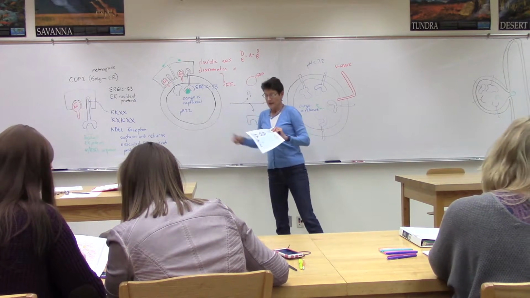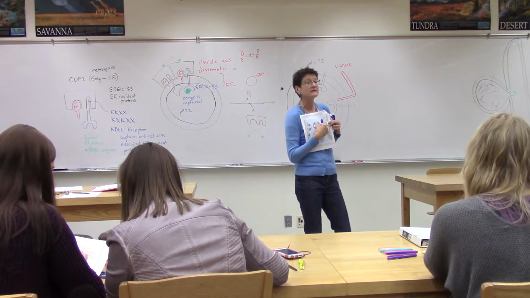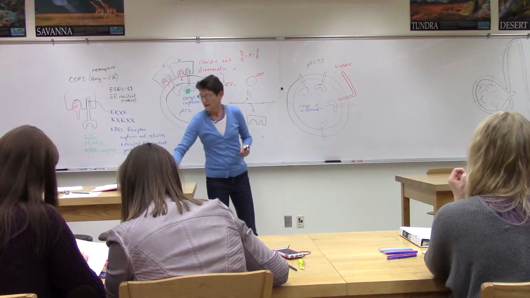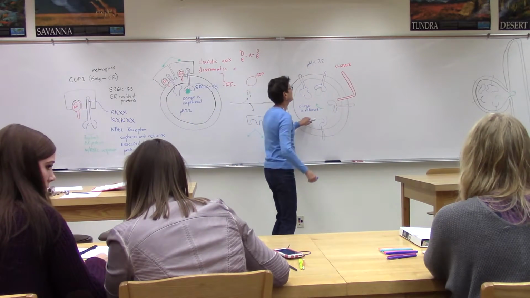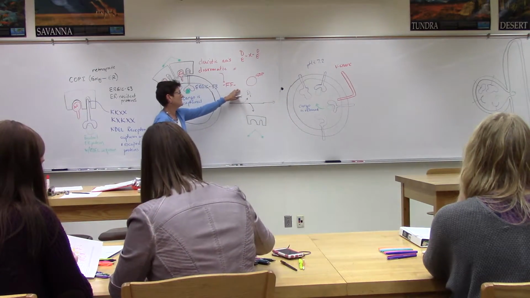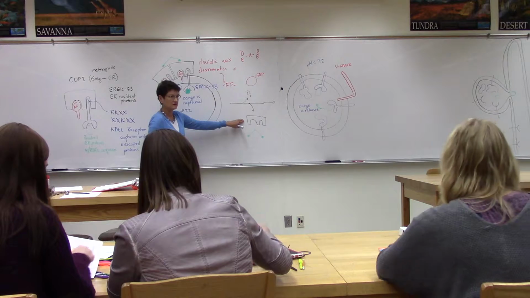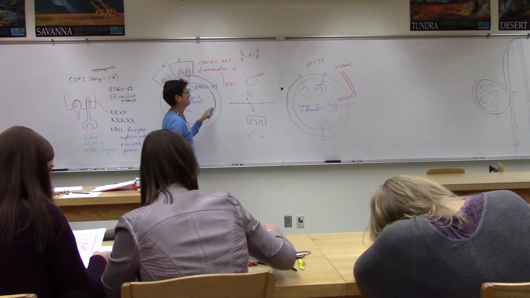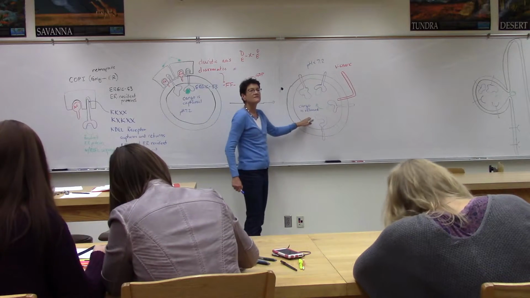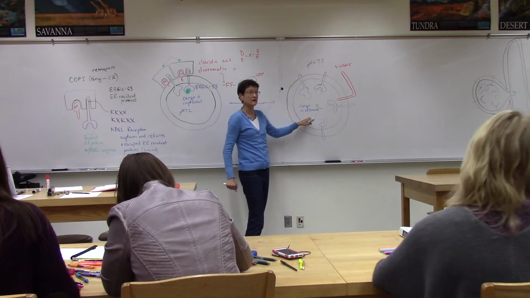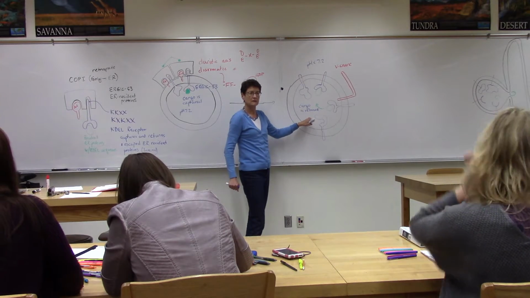Okay, and notice that it's going to uncoat. It has to uncoat. And so this is the uncoated vesicle. So the hydrolysis of SAR releases the COP2 coat, releases these little guys, and now we have a naked vesicle. Okay? We're all onto the naked vesicle? Does that make sense? Okay.